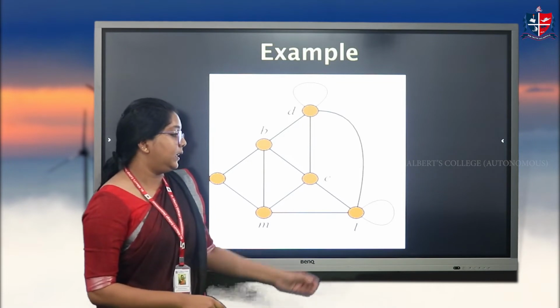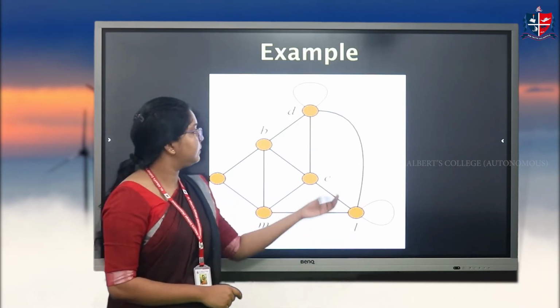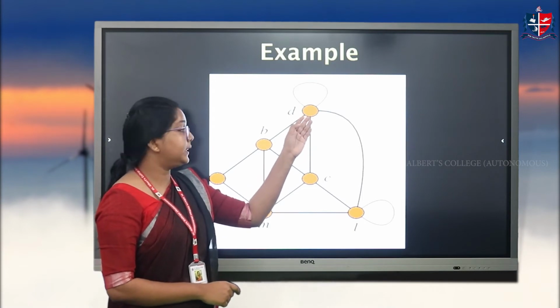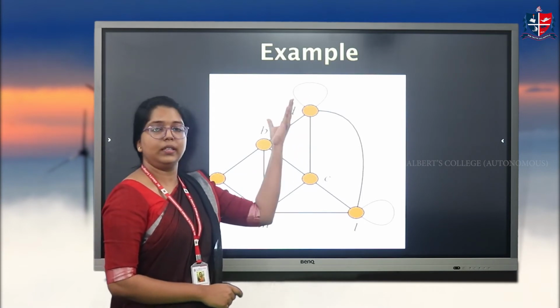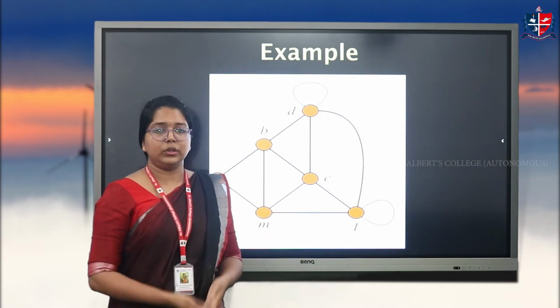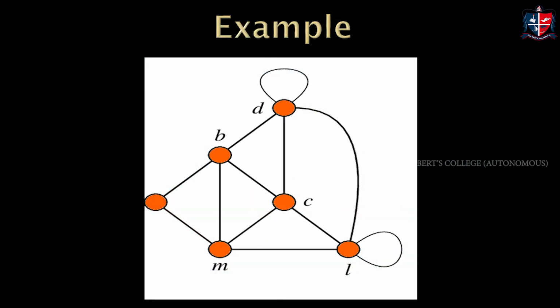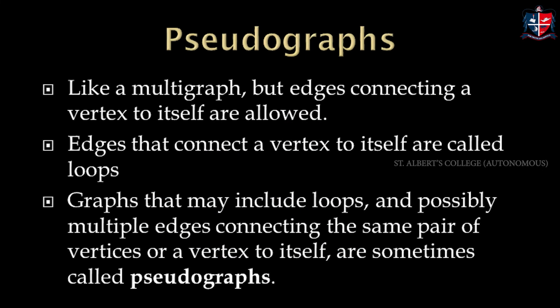That is, the vertex associated with this edge is L. Similarly, the vertex associated with this edge is D. Just from D to D, we can say, but there is no need for saying it in such a way. We can just say this is a loop. So when a graph consists of loops as well as multiple edges, in this case there are no multiple edges, but it still contains loops. Therefore, this graph is called a pseudograph.